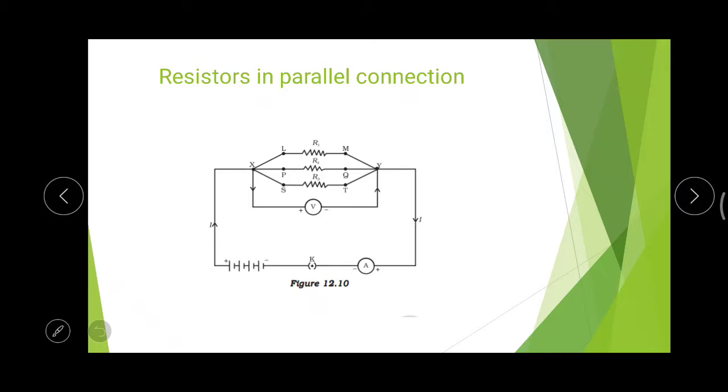Now let us come to the parallel combination or parallel connection. We can compare the parallel connection with the series connection. In the series connection, we have connected the resistors end to end, isn't it? We have connected the resistors end to end, R1, R2 and R3.